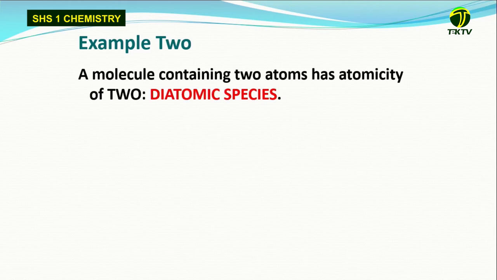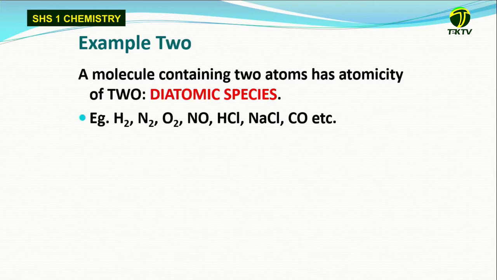When a molecule contains 2 atoms, we say the element or the molecule has atomicity of 2, or it is a diatomic species. Let's look at examples. If you take H2, hydrogen gas, we see the 2 there. If you take N2, we have 2. O2, we have 2. Let's take NO, NaCl, CO. Unlike the first 3, which have 2, 2, 2, we have NO. N is 1, O is 1, though we don't write it. So 1 plus 1 gives us 2, and the atomicity of that substance is 2. The same applies to HCl, NaCl and CO. So such compounds, we say they are diatomic species.